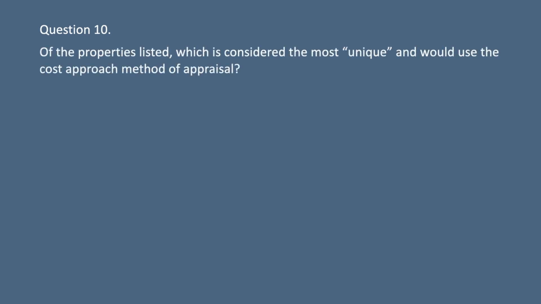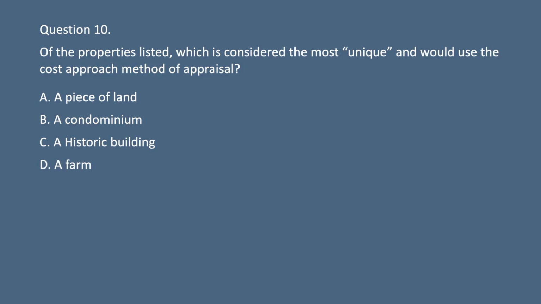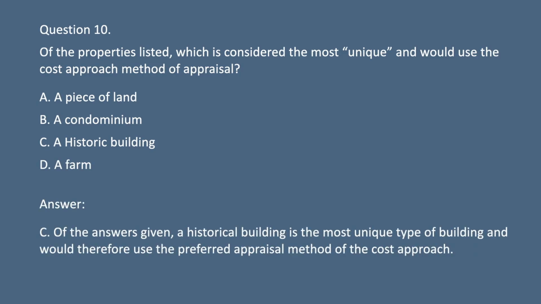Question 10. Of the properties listed, which is considered the most unique and would use the cost approach method of appraisal? A. A piece of land. B. A condominium. C. A historic building. D. A farm. Answer. C. Of the answers given, a historical building is the most unique type of building and would therefore use the preferred appraisal method of the cost approach.